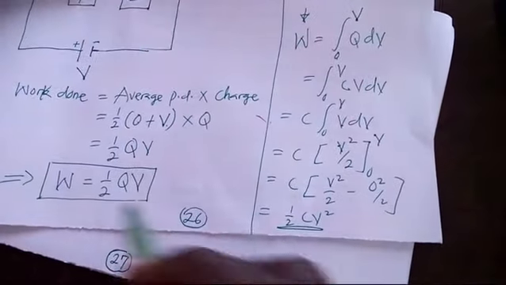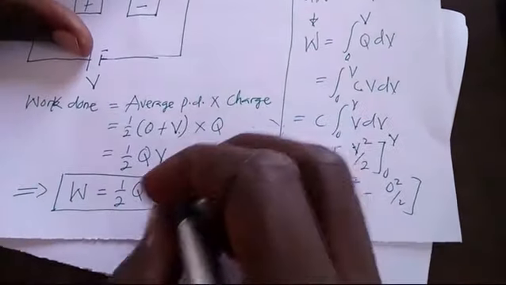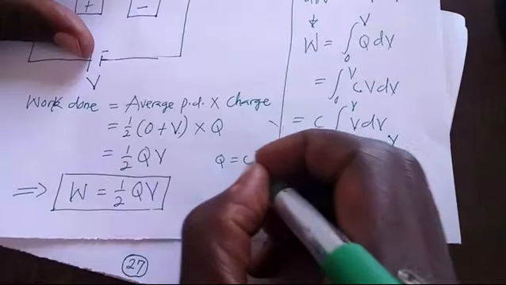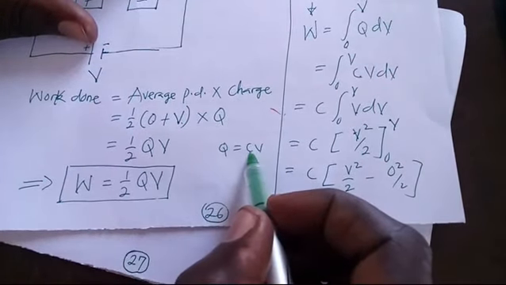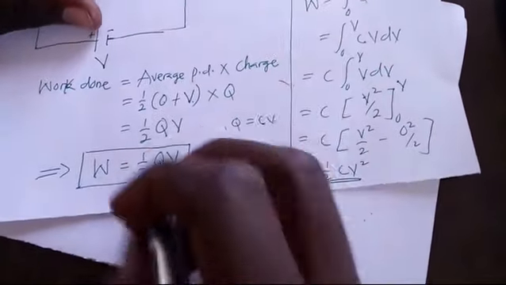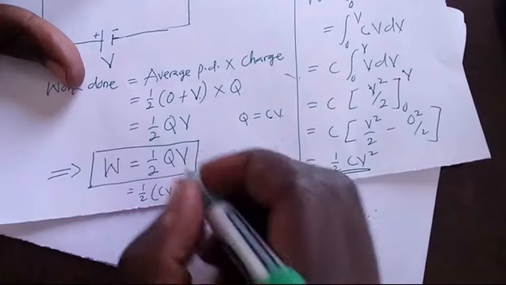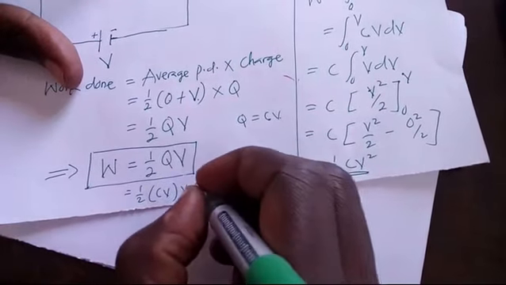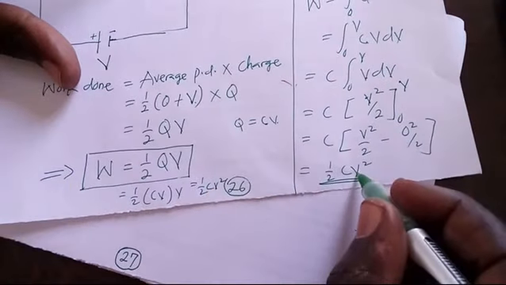This one and this one are not different, because if you remember Q is equal to CV. So substitute CV for Q here and see what you have. This will be half into CV, and then you have V here. You see, this is half CV times V, which is half CV squared. So you have this one again.